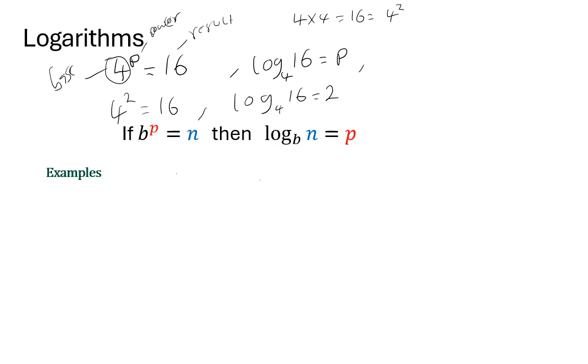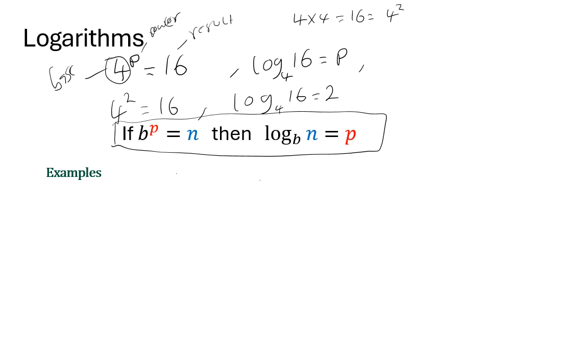So that's why in general we have this formula. If you have b raised to the power p equal to n, it is just the same as log of n with base b is equal to p, your power.